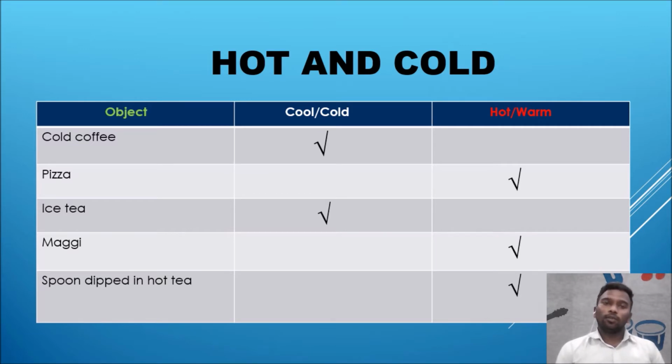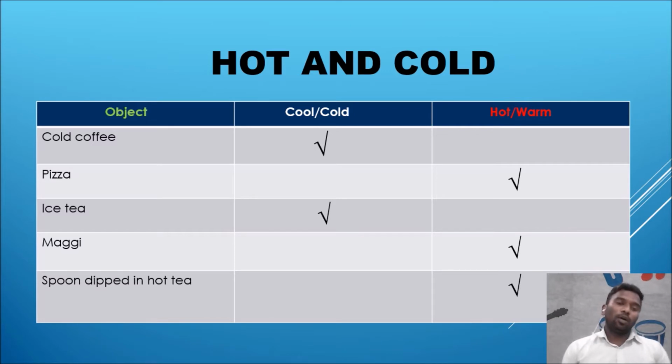Those objects are cold coffee, pizza, iced tea, Maggi and a spoon dipped in hot tea. See that. The first object is cold coffee. What is its nature, whether it is cold or hot? Right, in the name itself, it is a cool thing, a cold object. Is it clear? Next object is pizza. Pizza is a hot object, or we can call it a warm object.